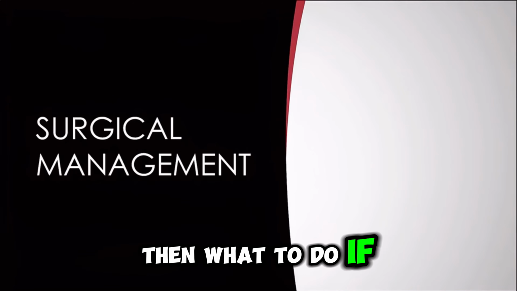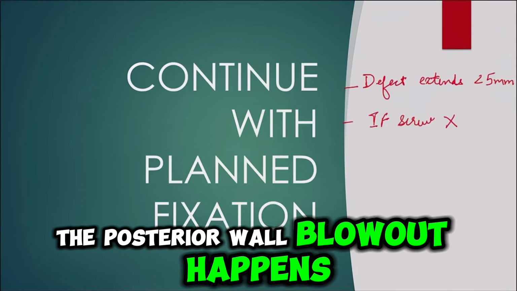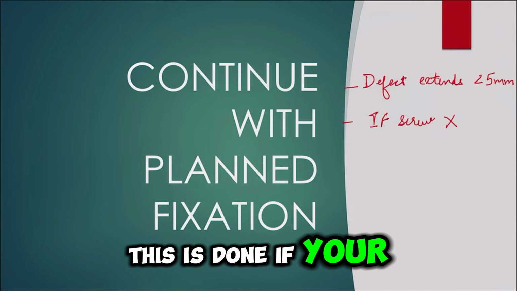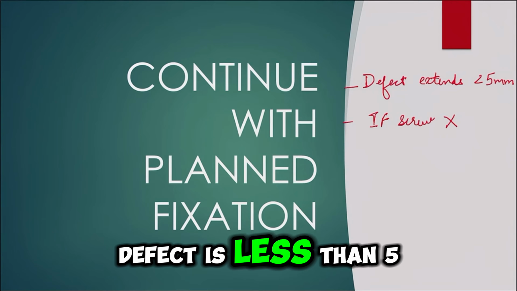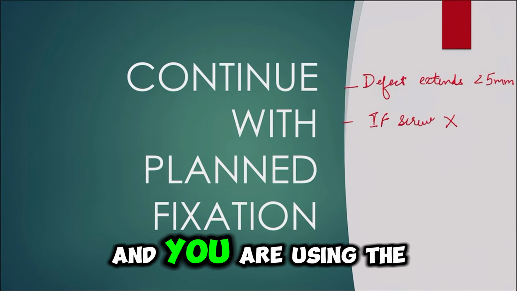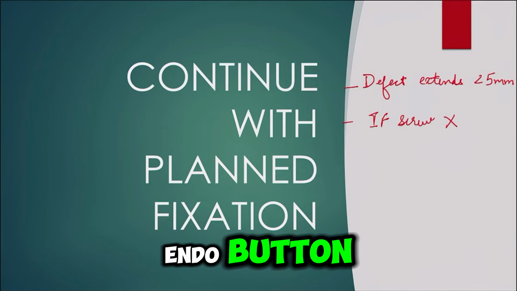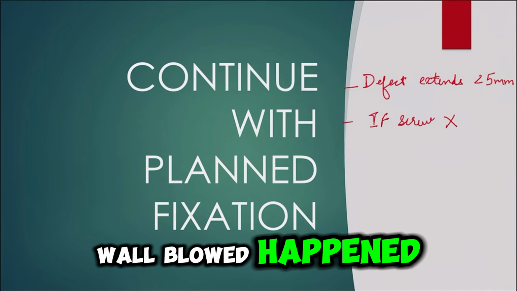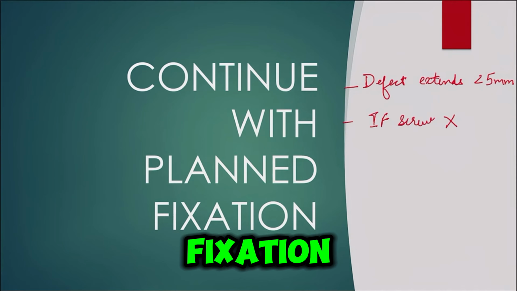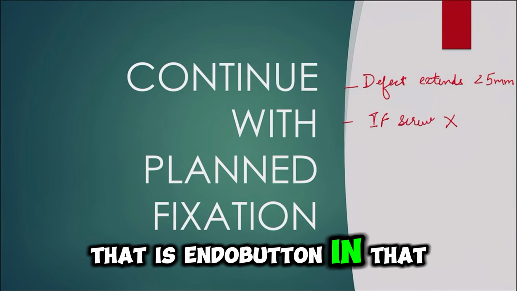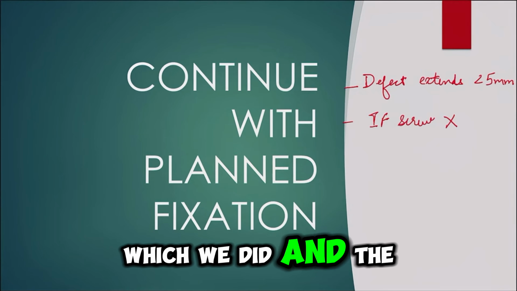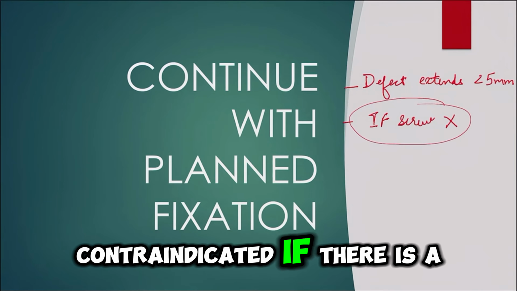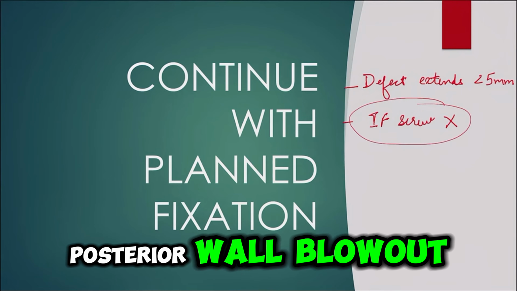Then what to do if the posterior wall blowout happens? First is continue with the planned fixation. This is done if your defect is less than 5 mm and you are using the endo button. As you have seen in the first video in which the small posterior wall blowout happened, you can continue with planned fixation, that is endo button in that case, which we did. And the interference screw is absolutely contraindicated if there is a posterior wall blowout.